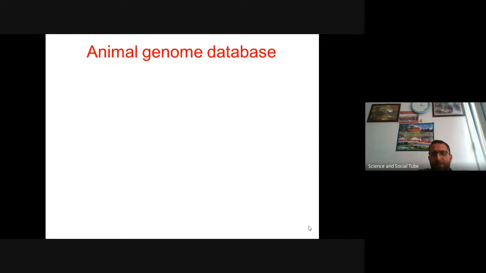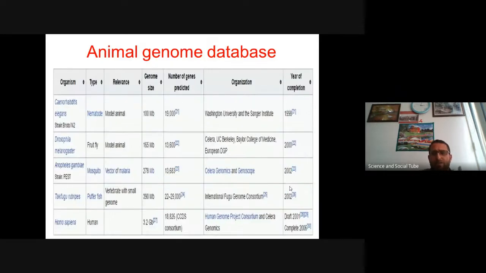So here I have brought some animal databases. There are different types of databases, which I will talk about later, on the basis of the organism, like zebrafish has a separate database in which you will get every piece of information about zebrafish. Humans have separate databases, Drosophila has different databases, and C. elegans has different databases. Here I have given a table with the name of the organism, some of the model organisms, their genome size, which organization characterized their genes, and when they did it. Everything is there.